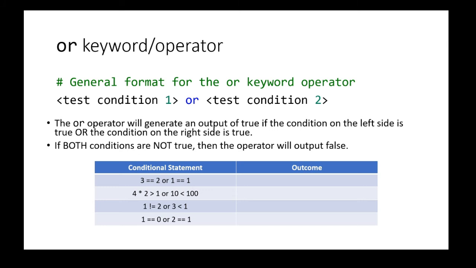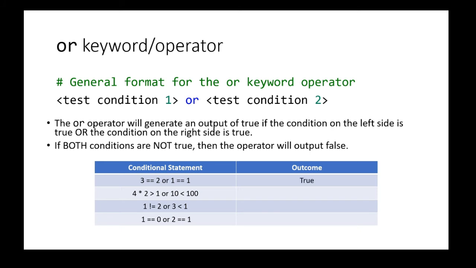This will look very similar in code to the previous example. We're going to have a condition 1, then OR, and then a condition 2. If either condition 1 or condition 2 are correct, we will get a true. If both conditions are false, we will get a false. So if we look at the same examples, we have 3 equals 2, which is false, but 1 is equal to 1, so that is true.